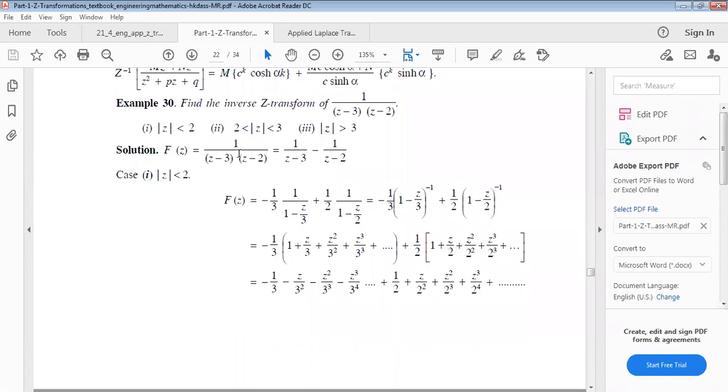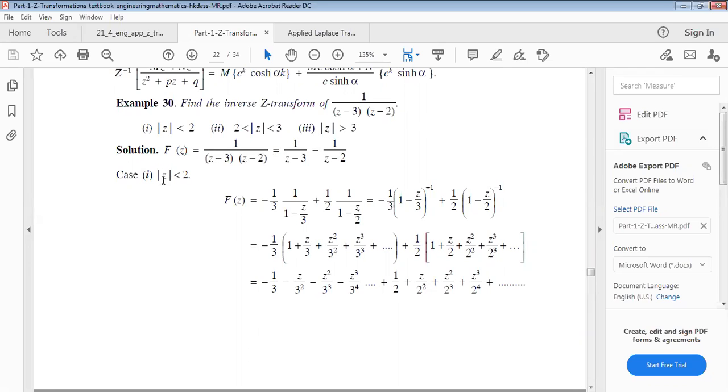Now F(z) can be written as two fractions. The numerator can be written as (z - 2) minus (z - 3). Then we get these two fractions.